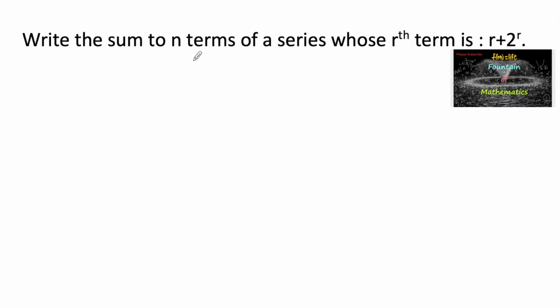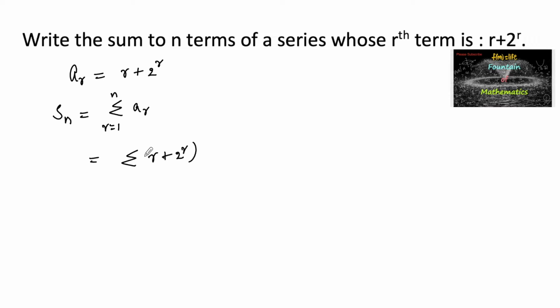Write the sum to n terms of a series whose rth term is given as r plus 2 to the power r. So we need to find the sum to n terms. Sum to n terms will be taken as summation of ar, where r is equal to 1 to n. So we can write summation of ar, that is r plus 2 to the power r.